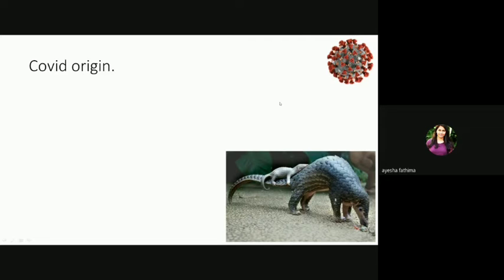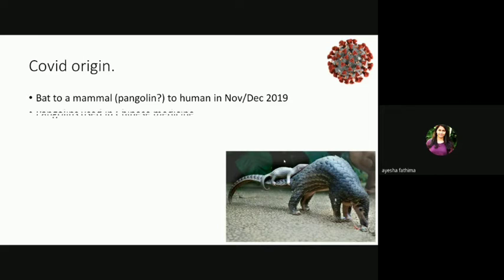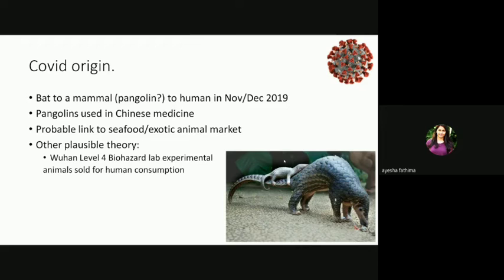Now, how did COVID basically start? Okay, so there is this theory. The animal you can see here is basically a pangolin. It started from bat to mammal and then to human in November or December 2019. Pangolins are used in Chinese medicine, and there's also a link to the seafood and exotic animal market. Another theory is that it was created in a Wuhan lab. And also they were used for human consumption.